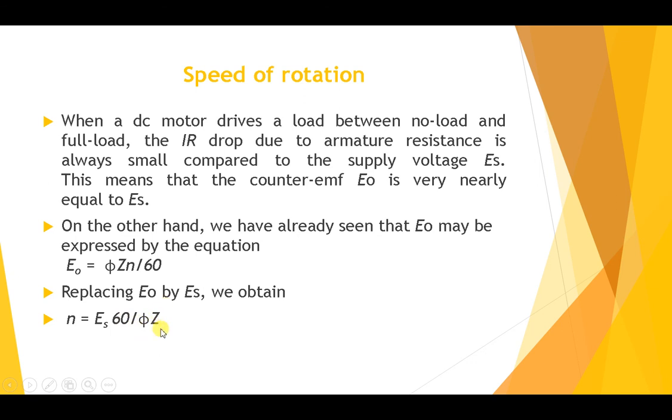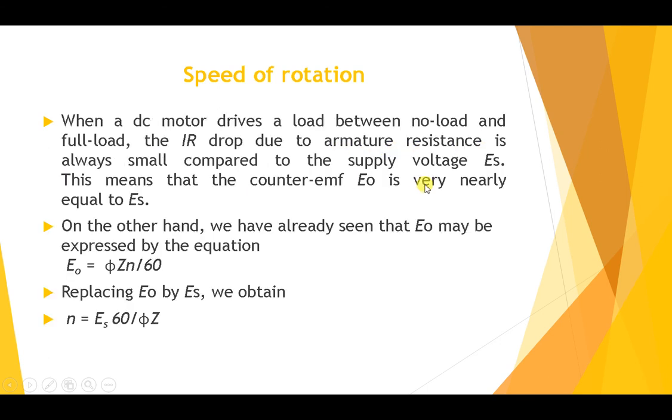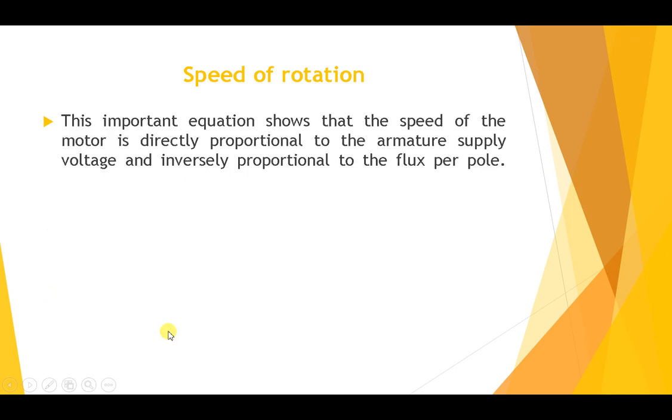So what it means is that the speed of the motor is directly proportional to the armature supply voltage and inversely proportional to the flux per pole, as it is seen that speed is directly proportional to the voltage and inversely proportional to the flux per pole.